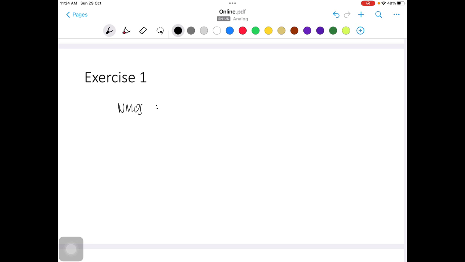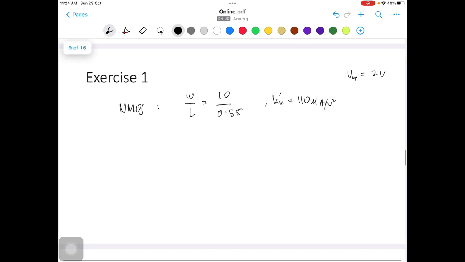If they give it in the circuit layout or show a symbol, please refer to the symbol. For this type of question, it is given that W over L is equal to 10 over 0.55, and K_N dash is equal to 110 microampere per volt squared. It is also given that VGS is equal to 2 volt, VDS is equal to 2 volt, and VT or VTH is 0.7 volt.